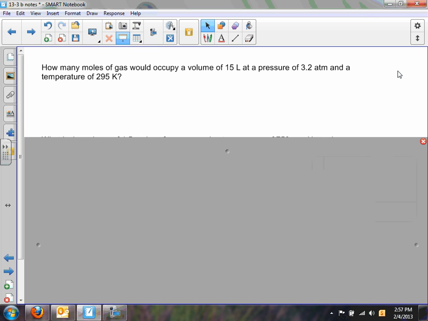I want to do a few examples using the ideal gas equation. The ideal gas equation is used when you're given one set of conditions for a particular gas sample, as opposed to one set of conditions and then something changes and you have another set. If you look at this problem, the question says how many moles of a gas would occupy a volume of 15 liters at a pressure of 3.2 atmospheres and a temperature of 295 Kelvin.